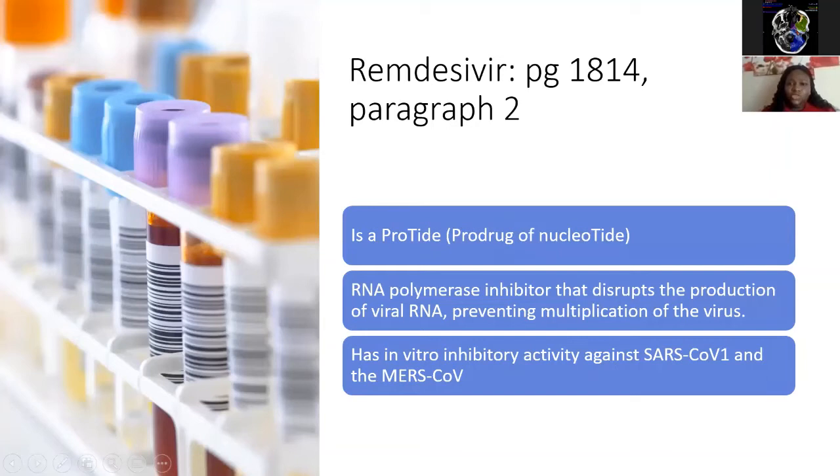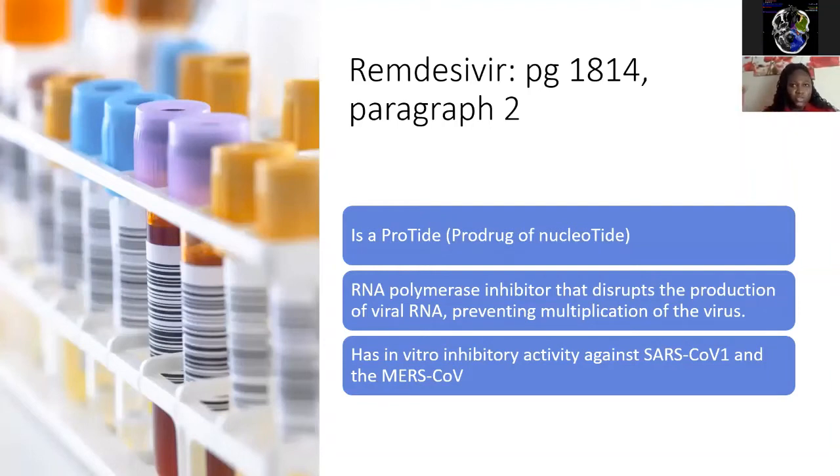So just like an introduction about Remdesivir, what it's all about. It's like a prodrug of nucleotide. It's a viral RNA polymerase inhibitor. It disrupts the production of the viral RNA, which prevents multiplication of the virus.